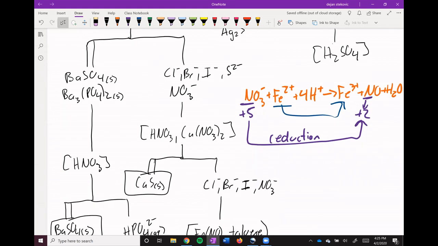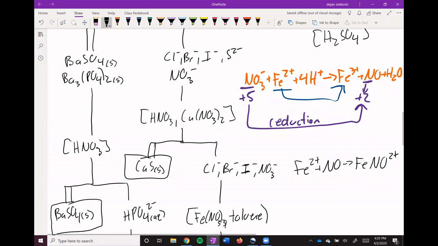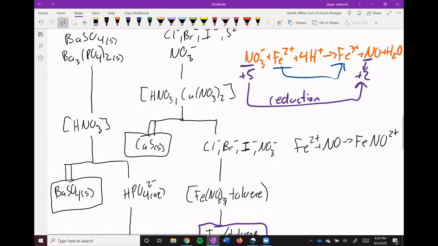And so we have this NO here. If we combine this with our original iron, we can form this coordination compound. And this will happen in the acidic conditions.